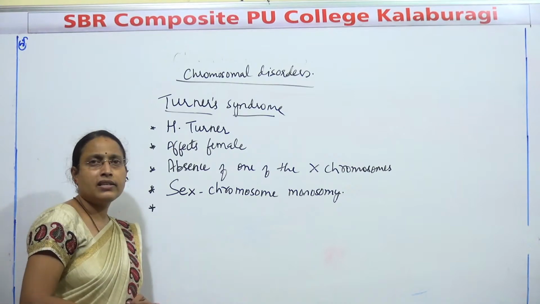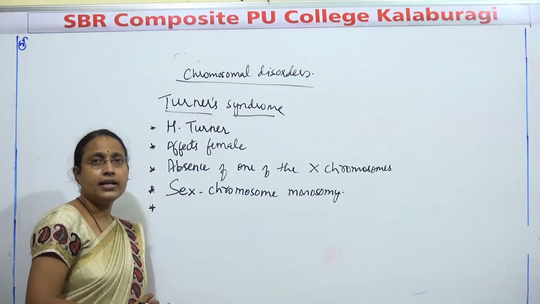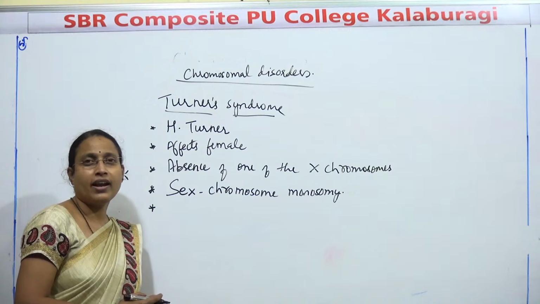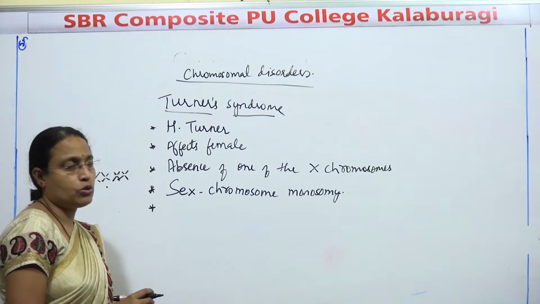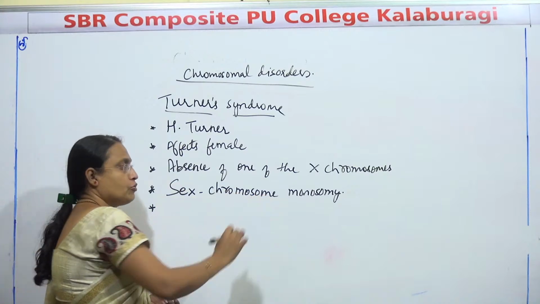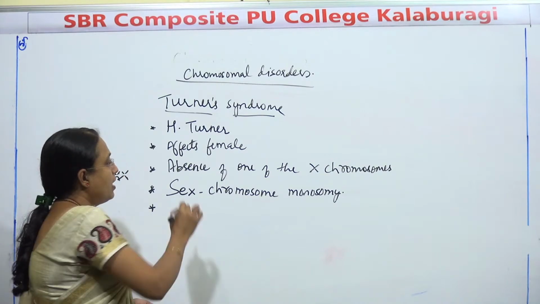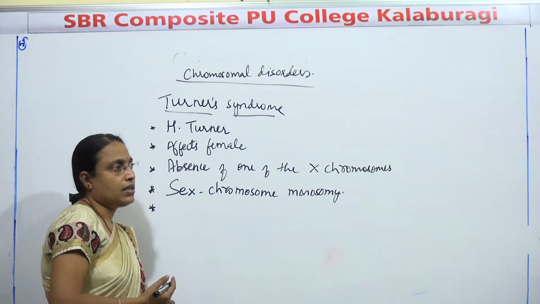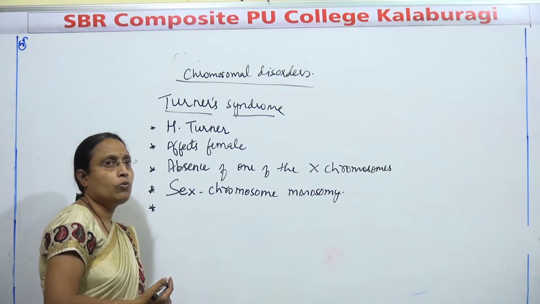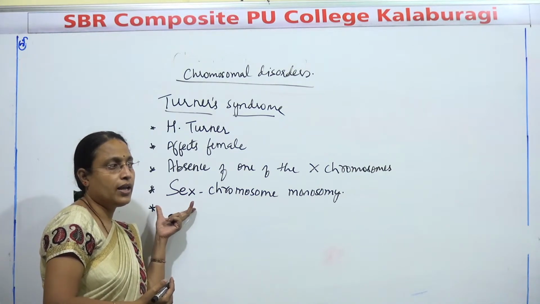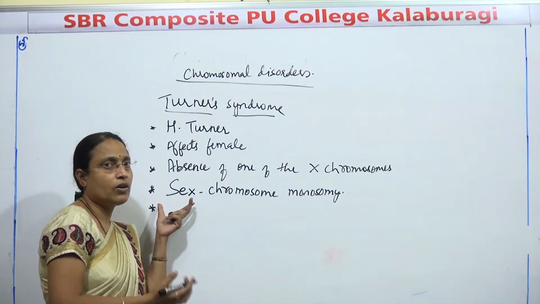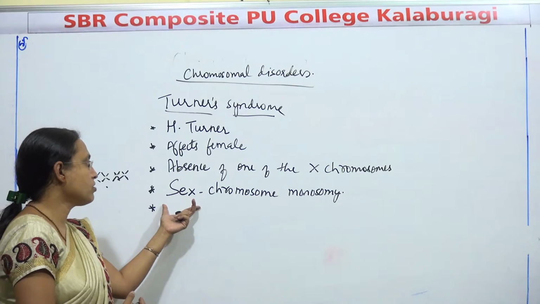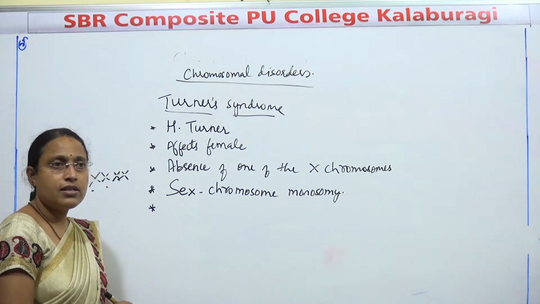Why it occurs, I have already given the reason earlier. I have given the main reasons for chromosomal disorders: aneuploidy and non-disjunction of chromosomes. Sex chromosome monosomy is one of the aneuploidies, and aneuploidy is again due to non-disjunction of chromosomes. That is the cause of Turner's syndrome.